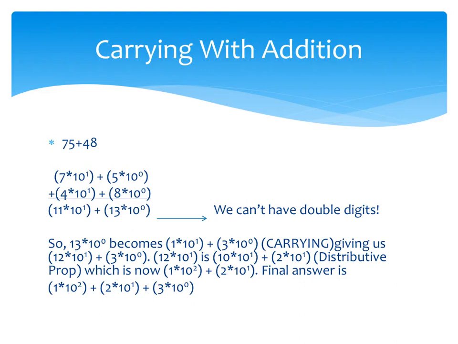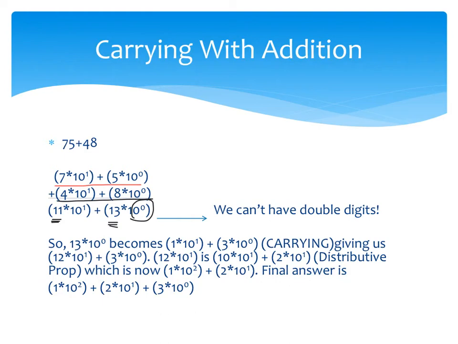So look what happens in this next problem. We've taken 75 and written that in expanded form, and we've done the same thing with 48. So then when we keep our place value the same, I end up with 13 in the 10 to the 0 spot and 11 in the 10 to the first spot. But the problem is, if you remember just on the previous slide, we said we can't have double digits. Only single digits are allowed.